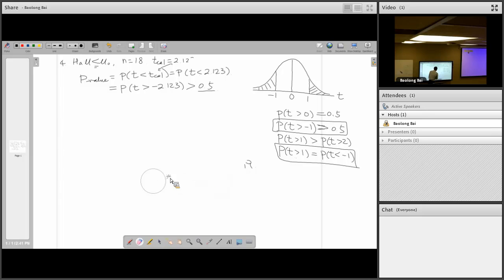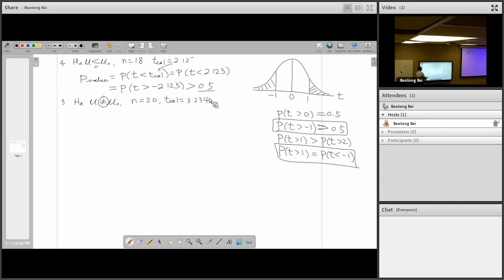Now let's look at the last two practice problems. They're very similar to each other. It's just a small difference in the sign. So number 5, now the alternative hypothesis is mu is not equal to a value. So the sign is unequal, right? The sample size will be equal to 20, and the calculated t will equal 3.234.